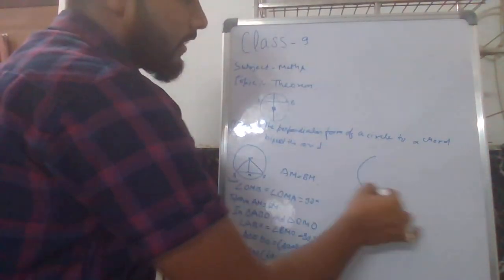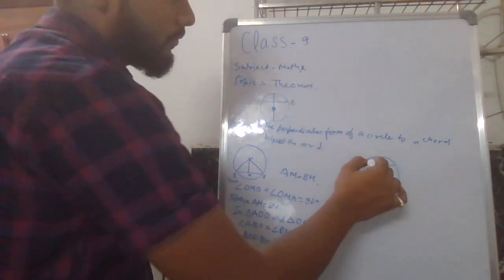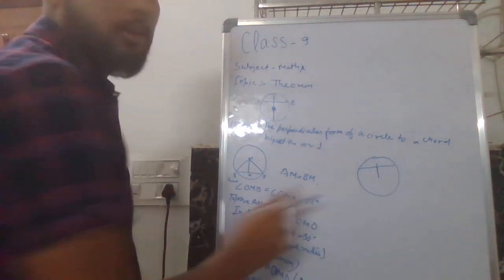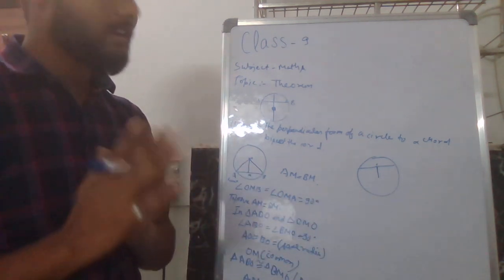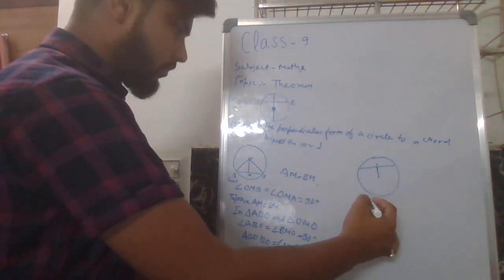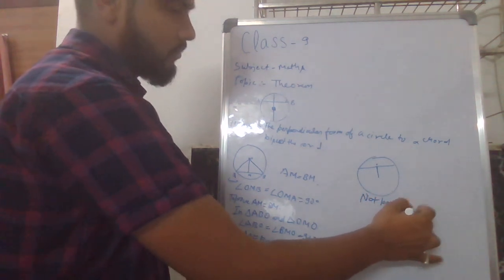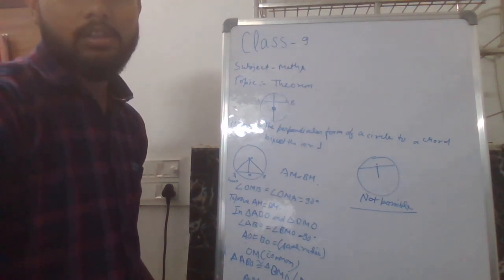Again I have a question for you. I have a circle. In the circle there is one chord, and in between of this chord there is one intersecting line. You have to tell me, is this construction possible, and if this is possible, then tell me the reason. We can see this construction is not possible. So let's move further.